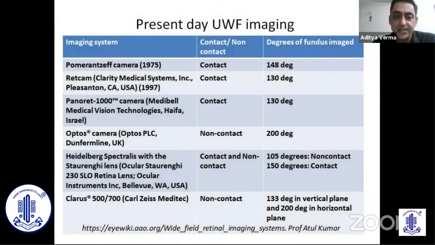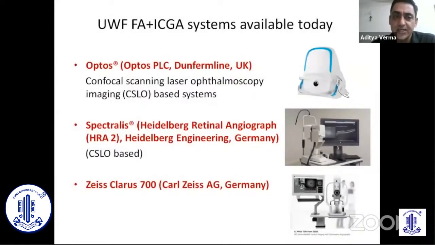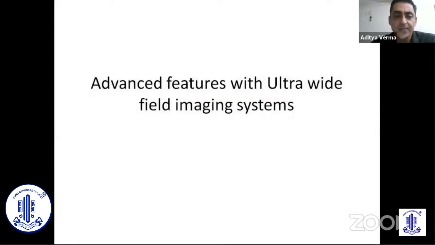This was again the same study by Professor Atul Kumar. All these systems have been used, and we can see that it's been about 4 decades that the ultra wide field systems have been developed. They can be contact as well as non-contact systems, but we'll restrict ourselves to those which are important in terms of carrying out the FA and the ICG nowadays: the Optos, the Spectralis, and the Zeiss Clarus 700.